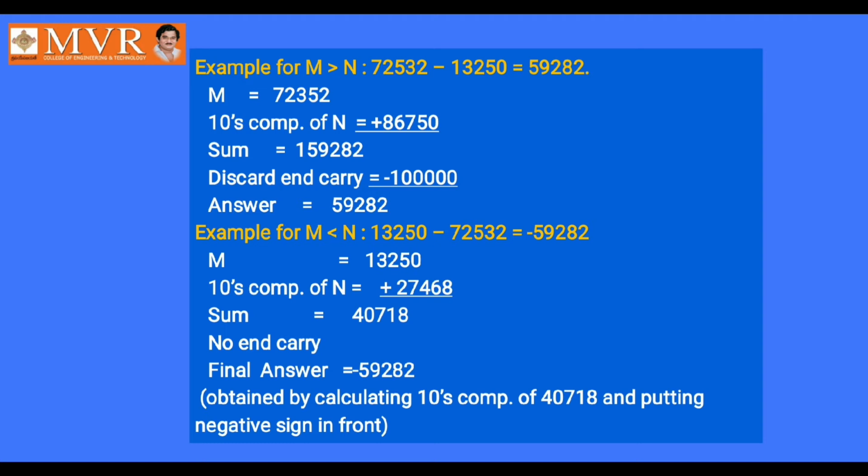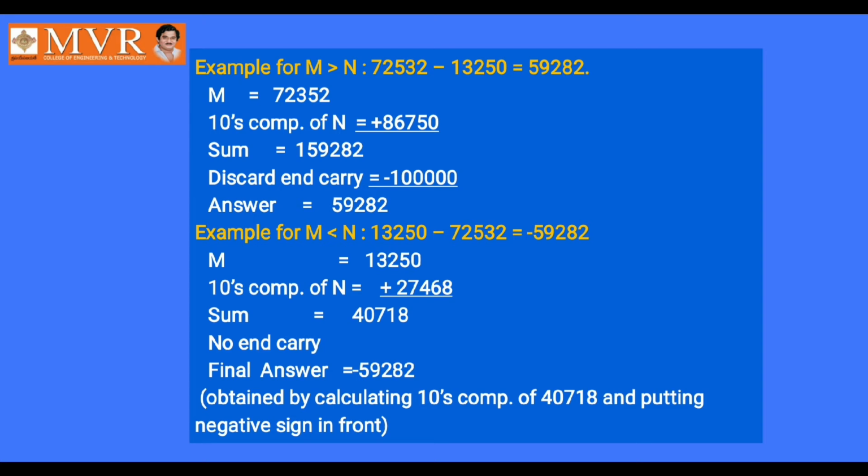For this also, you add m and the 10's complement of n. So m is 13,250 and the 10's complement of n here is 27,468. If you calculate the 9's complement of n, that is subtracting 72,532 from 99999, you will get 27,467, but to get the 10's complement, you have to add 1.